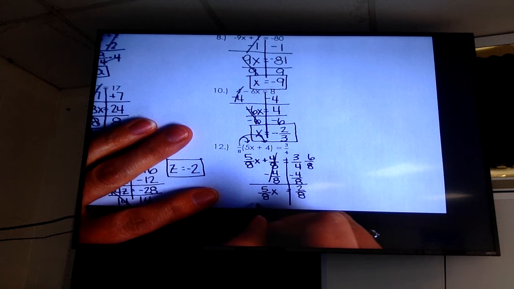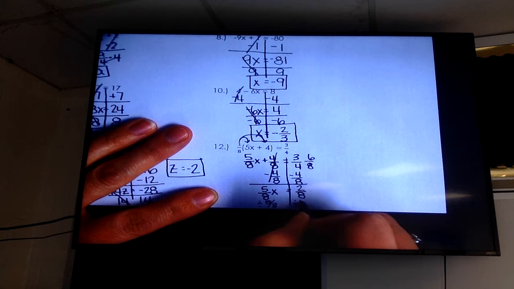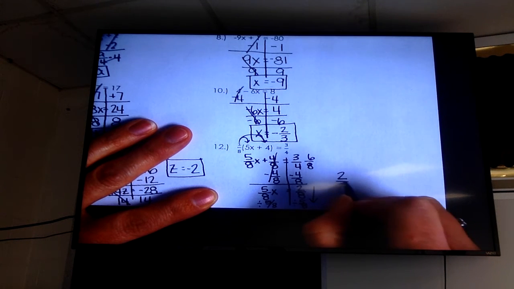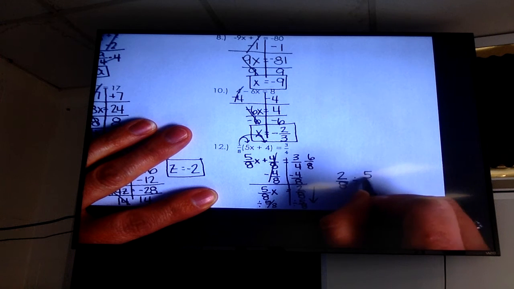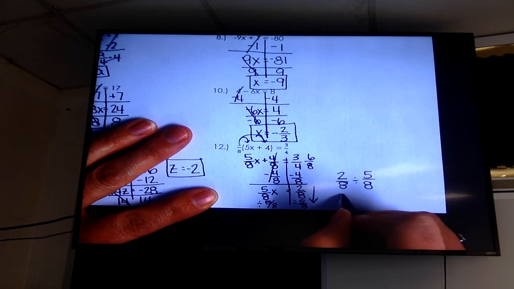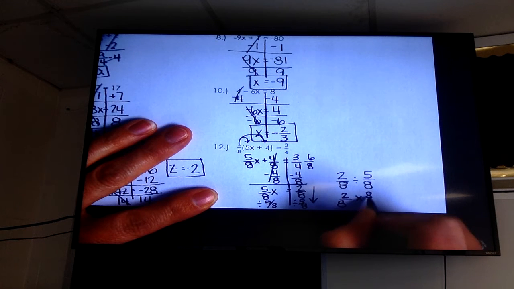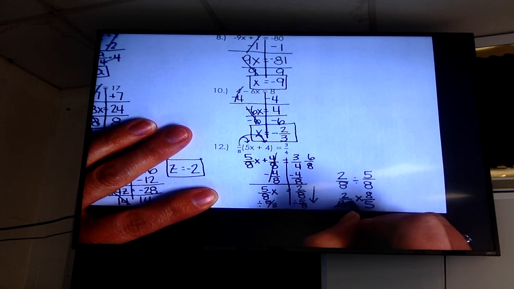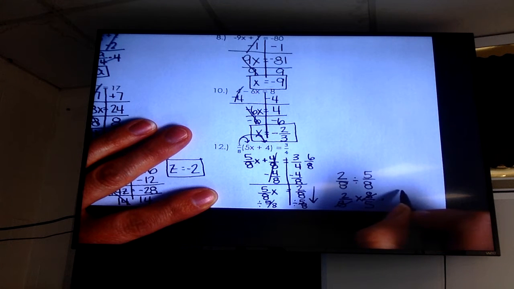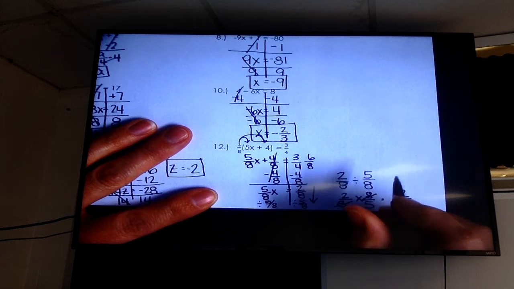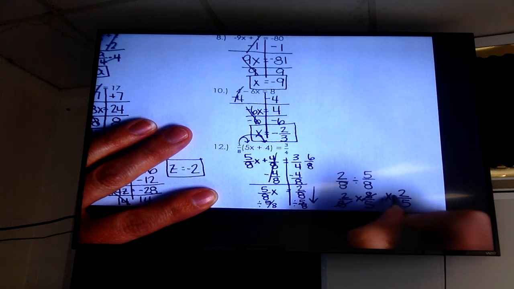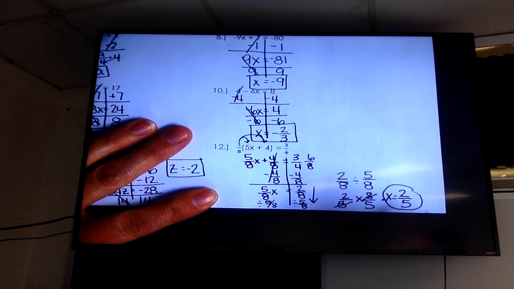So 5/8 next to the x means multiplication. So I'm going to do the opposite. I'm going to divide by 5/8. Remember, read going down. So this says 2/8 divided by 5/8. But it's division, so I want to keep, change, and flip. I'm going to simplify first, and I get the answer is 2/5. And it was a positive divided by a positive, so that's my final answer. My answer should be x equals 2/5.